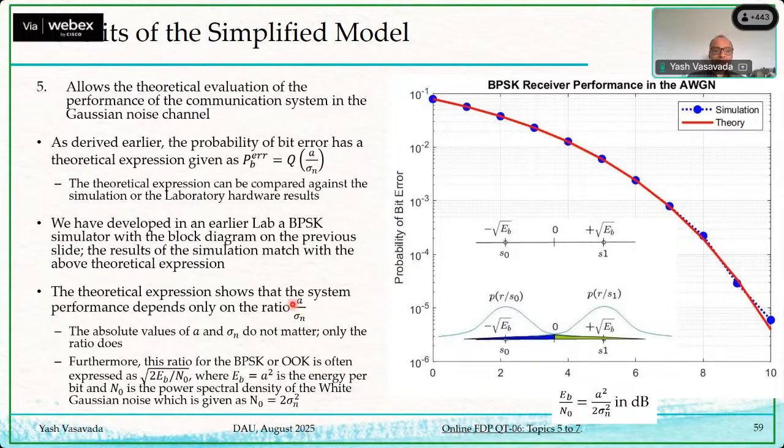And we observe that it depends on the ratio A divided by sigma n. So the absolute value of A, which is, remember, the square root of the transmitted signal power or signal energy, and sigma n, which is the square root of the noise power, their absolute values don't matter. What matters is the ratio. And this ratio is basically the square root of SNR. So the performance is determined by the signal to noise ratio.